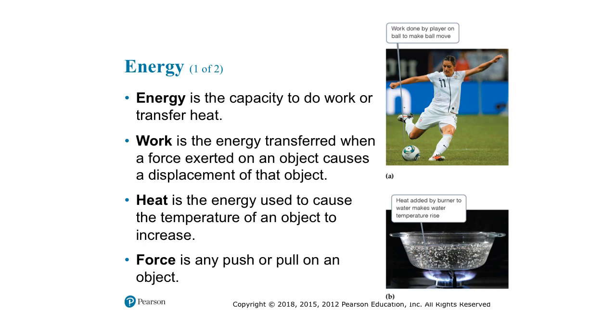So let's discuss a bit about energy. Energy is the capacity to do work or transfer heat. So it's the energy that you have to put objects into motion, or to heat objects up. So if you have energy to give, you can put something into motion or you can heat something up. Work is the energy transferred when a force is exerted on an object, causing a displacement of that object. So work, I like to call, is like the energy associated with motion or putting objects into motion. Heat is the energy used to cause the temperature change of a substance, usually thinking of giving a substance energy, so its temperature can increase. And then a force is any push or pull on an object.